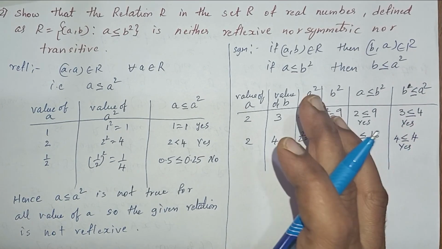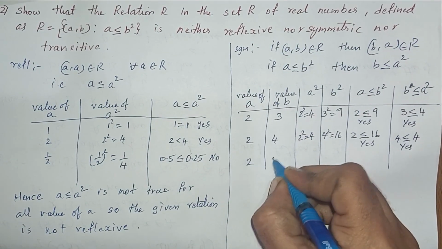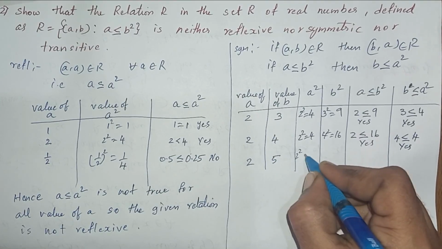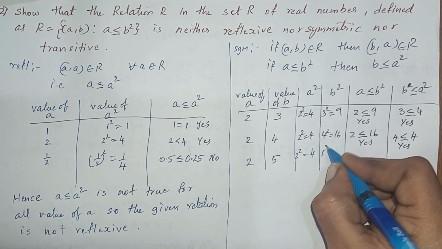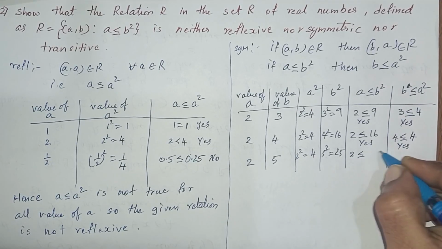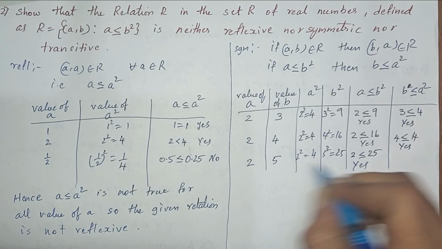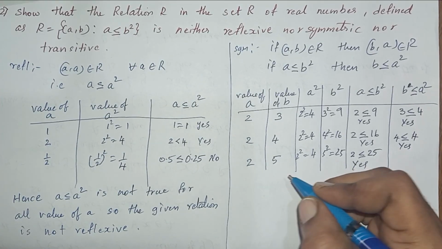Now we'll take some other number which has a lot of difference. Like I'll take 2 and 5. So 2 square is 4. The 5 square is 25. So you know 2 is less than or equal to 25. Yes, this condition satisfies. Means 2 comma 5 exists in our relation.